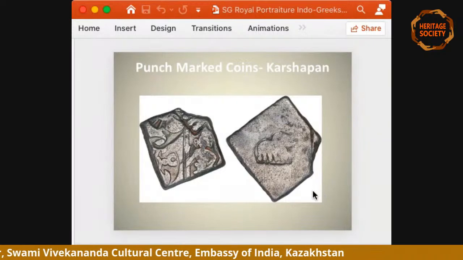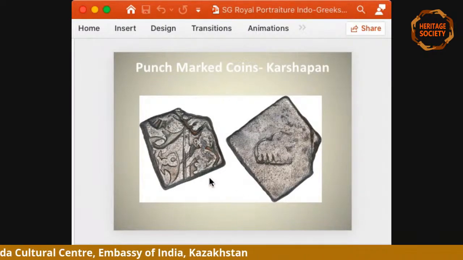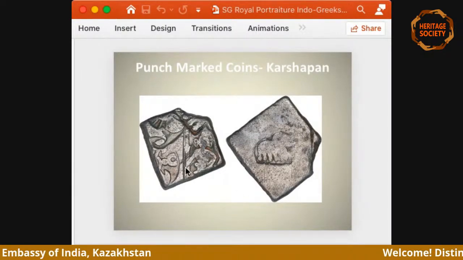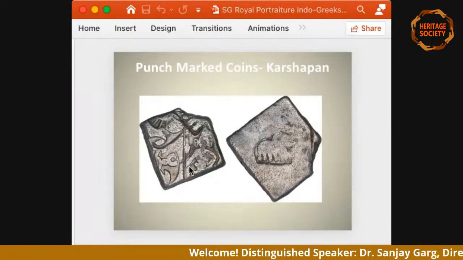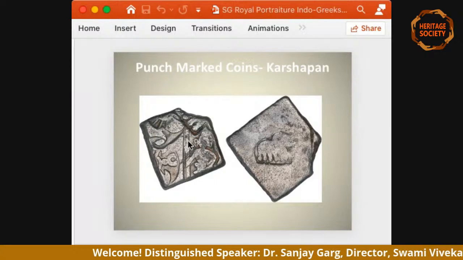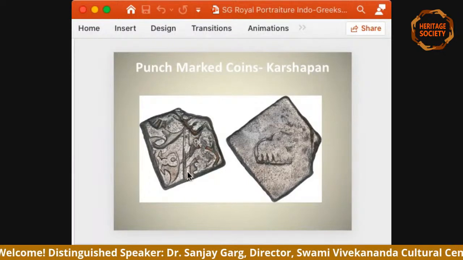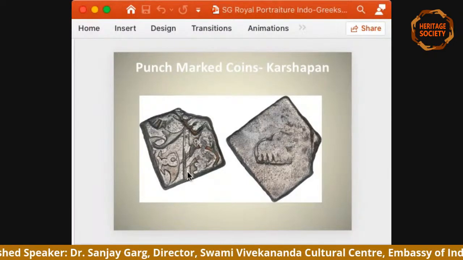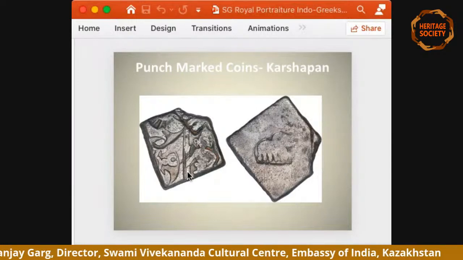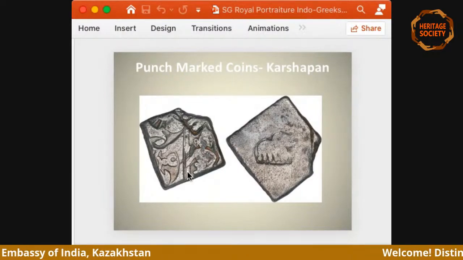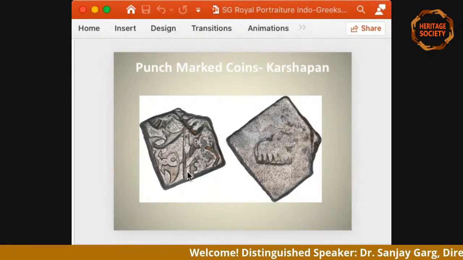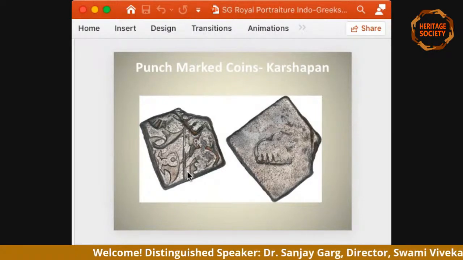And here you can see this is also a Panchmark coin, the Karshapana series of the Magadhan Empire. Here you can see a standing human figure holding a shaft. Again, it's a matter of interpretation. People have identified this human figure as Lord Shiva holding a trishul, but you can have your own interpretation because the coin just shows what it does and not beyond that.